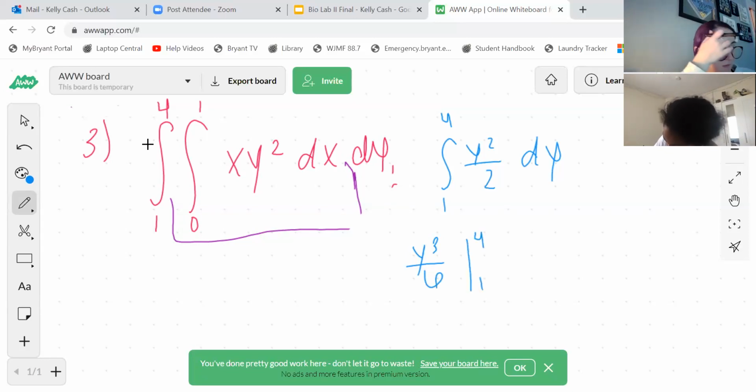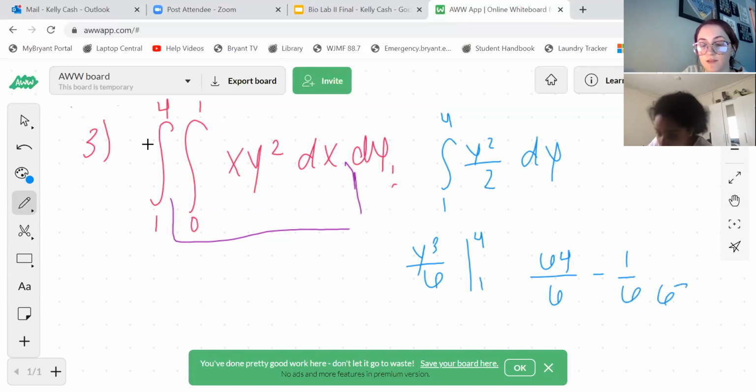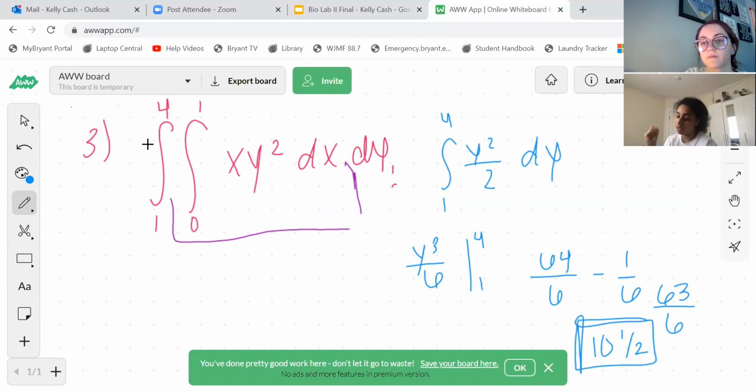Okay. So if you plug in 4 and cube it, you're going to get 64 over 6. If you plug in 1, you're going to get 1 over 6. You basically get 63/6 or 10.5. And that's your answer to the whole problem. So 10.5 is your whole answer? Yep.